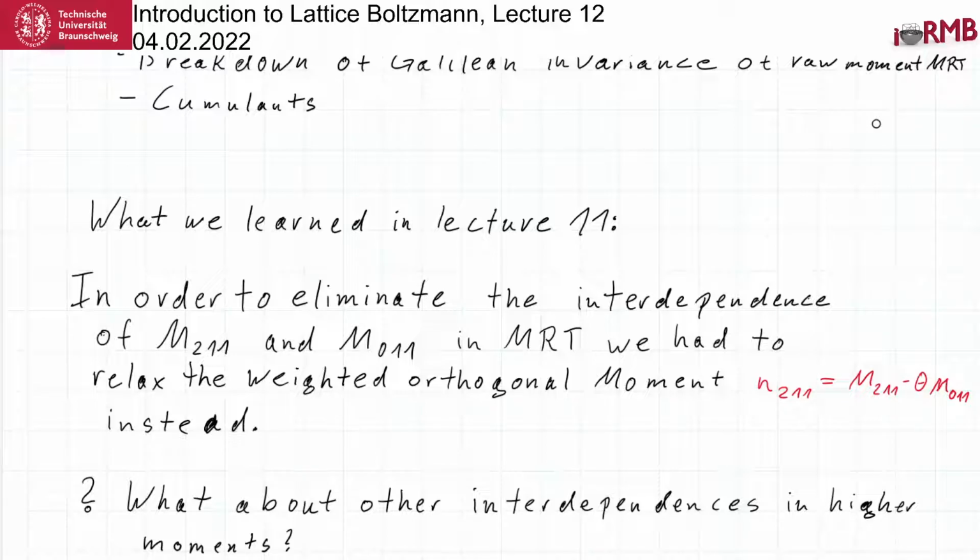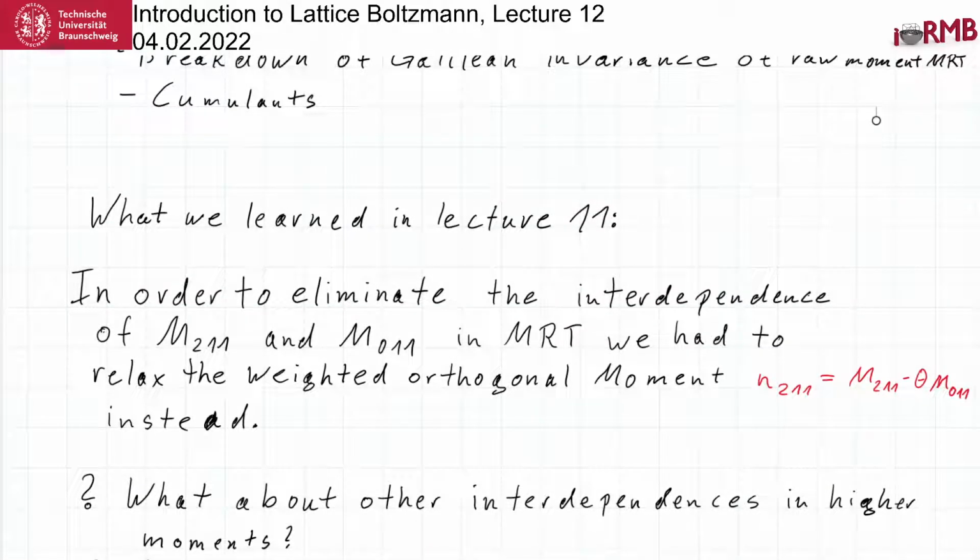Okay, so remembering last lecture, if you didn't hear it, go back and see it. In lecture 11, we learned that in order to eliminate the interdependence of this moment M211 and M011, where M211 depends on M011, but not the other way around, we actually have to relax a different moment, which we identify as a weighted orthogonal moment.